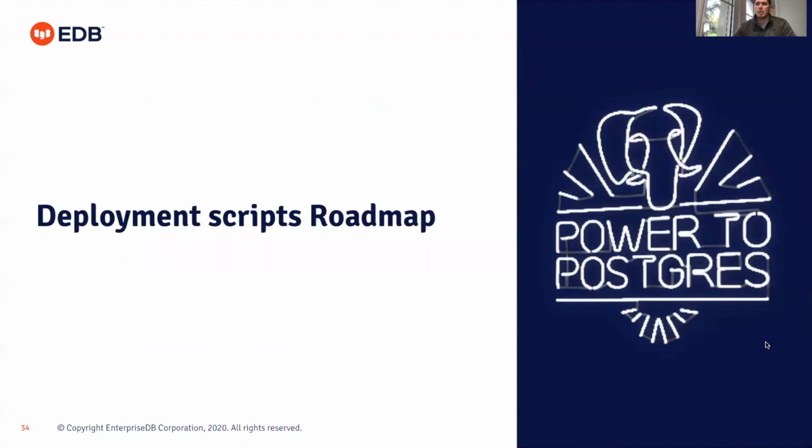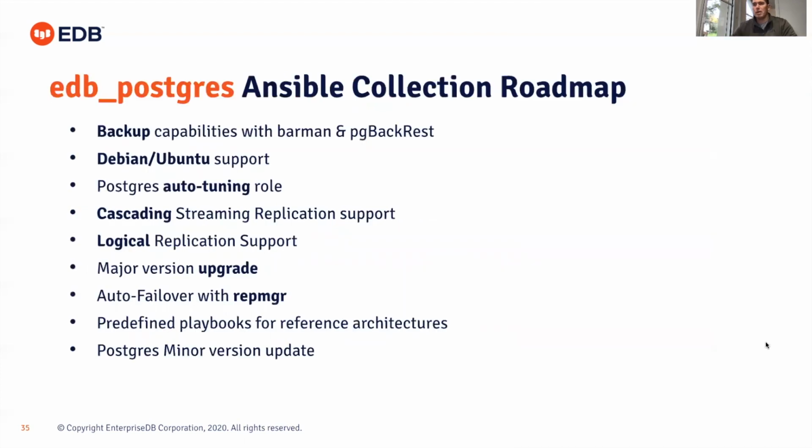So now let's take a look at the features we have planned to add in the EDB Postgres Ansible collection and in the EDB deployment script. There are many features we want to push in the EDB Postgres Ansible collection. One major improvement will be to add backup capabilities by adding both Barman and PgBouncer support. For the moment, only Red Hat-based Linux distribution are supported, but it will be good to add a Debian-based distribution support.